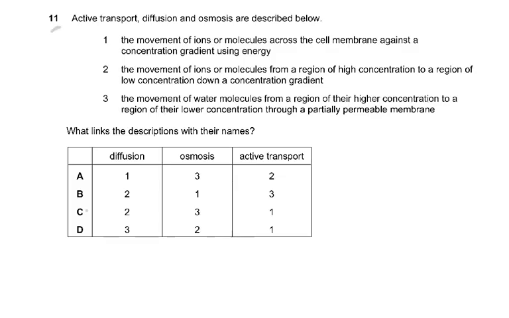Question 11. The active transport, diffusion, and osmosis are described below. The movement of ions or molecules across the cell membrane against a concentration gradient using energy. So that one has to be active transport. So only these can be correct. The movement of ions or molecules from a region of high to a region of low, down a concentration gradient. The movement of water molecules from a region of their higher concentration to a region of their lower concentration through. So this has to be 3, has to be osmosis. So naturally we are left with this, and the answer is C.